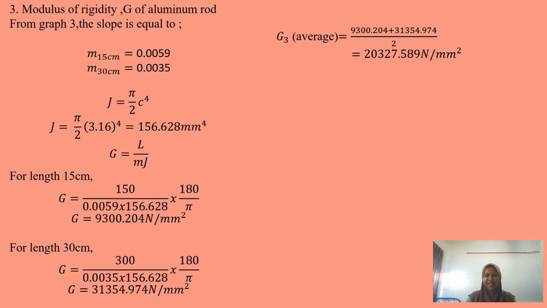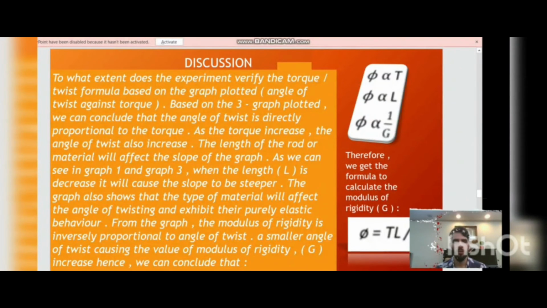Thank you. For the discussion, to what extent does the experiment verify the twist formula based on the graph plotted, angle of twist against torque? Based on the three graphs plotted, we can conclude that the angle of twist is directly proportional to the torque. As the torque increases, the angle of twist also increases. The length of the rod or the material will affect the slope of the graph.